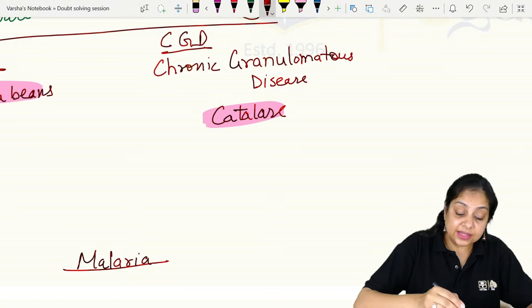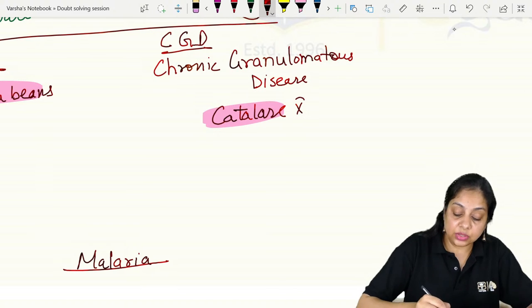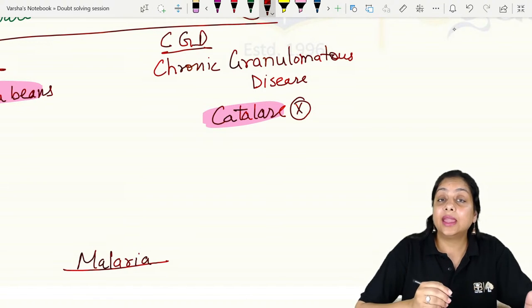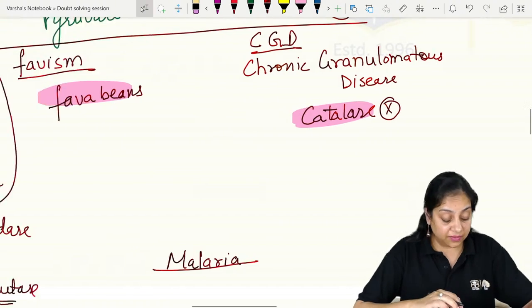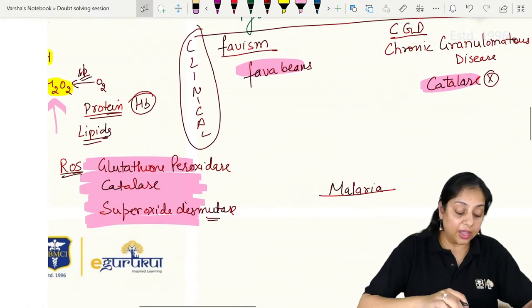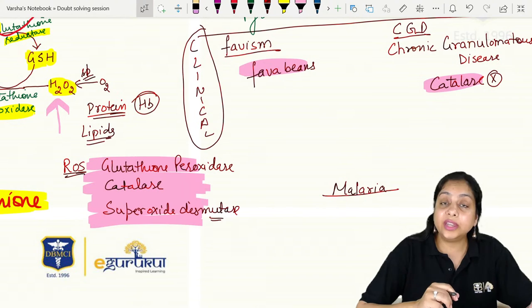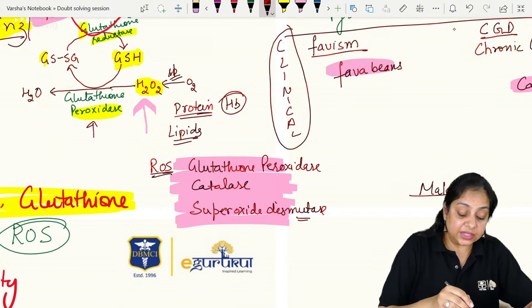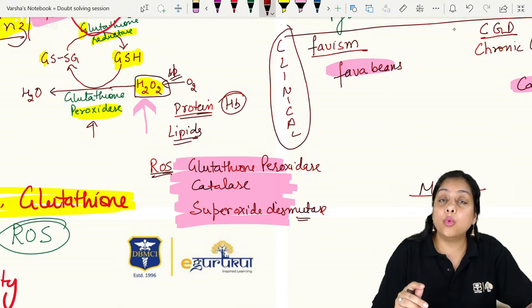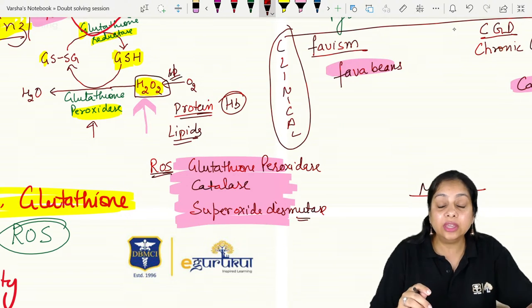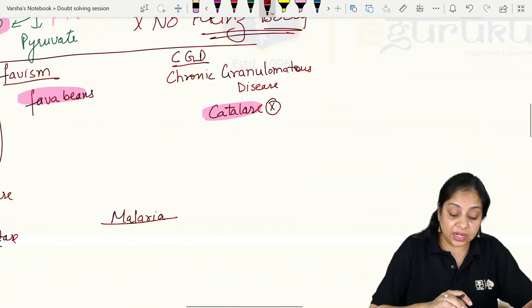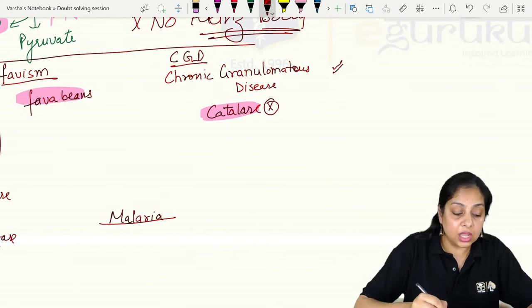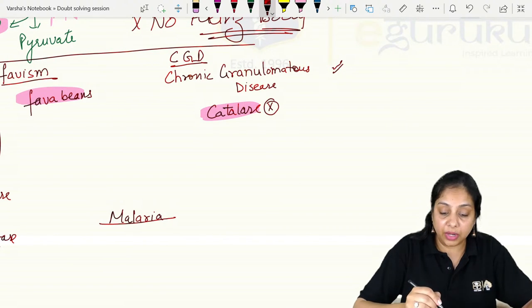Since the catalase enzyme is deficient, this is not working properly. Catalase has a similar kind of activity as glutathione peroxidase. If glutathione peroxidase is absent, then you have more radicals accumulating in the body. So what will you see? Hemolytic anemia, you will see the Heinz body. Similar things you will see in chronic granulomatous disease.